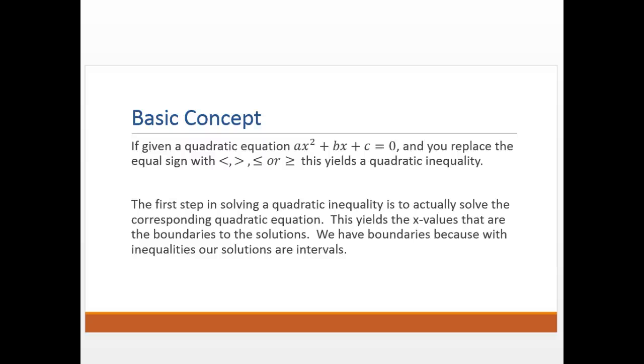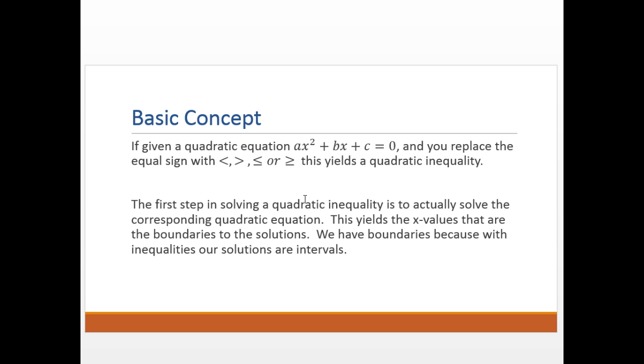Quadratic inequality is very much related to quadratic equation. Your quadratic equations are ax squared plus bx plus c equals 0. To get an inequality, we simply replace the 0 with an inequality such as less than, greater than, less than or equal to, or greater than or equal to.